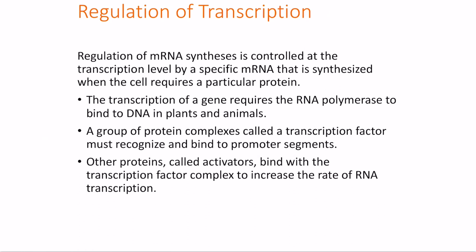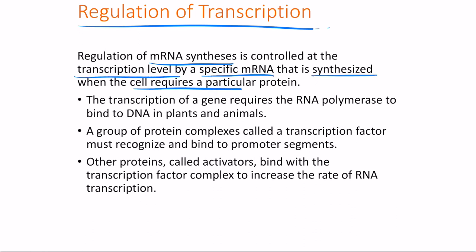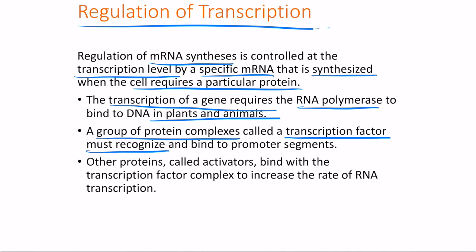So how do you regulate the transcription process? The regulation of mRNA synthesis is controlled at the transcription level by a specific mRNA that is synthesized when the cell requires a particular protein. Now the transcription of a gene requires the RNA polymerase to bind to DNA in plants and animals. A group of protein complexes called transcription factors first recognize and bind to the promoter sequences. Other proteins called activators bind with the transcription factor complex to increase the rate of RNA transcription.